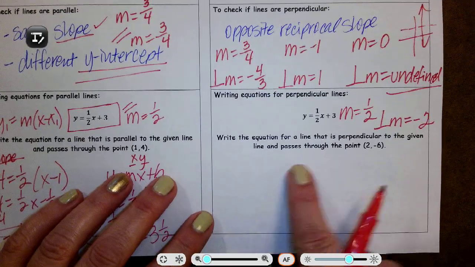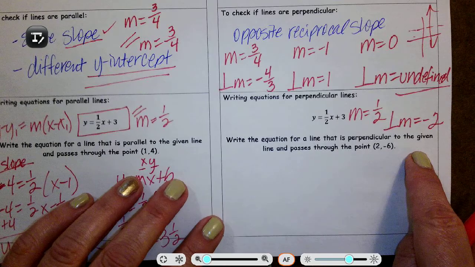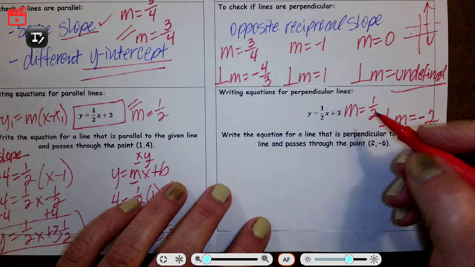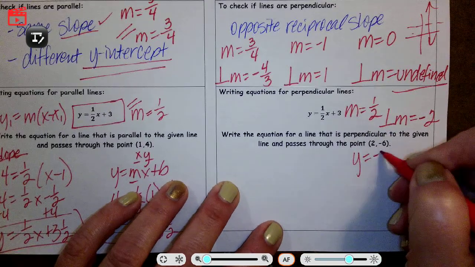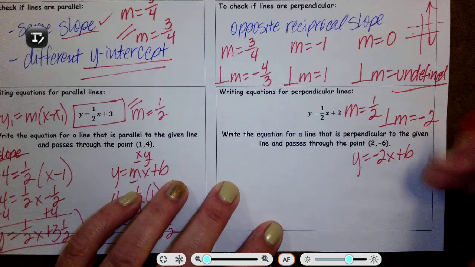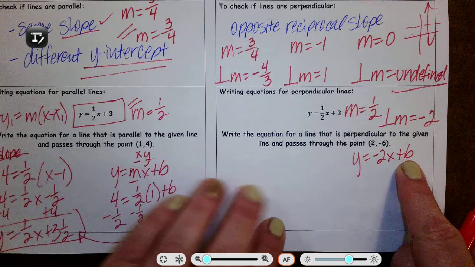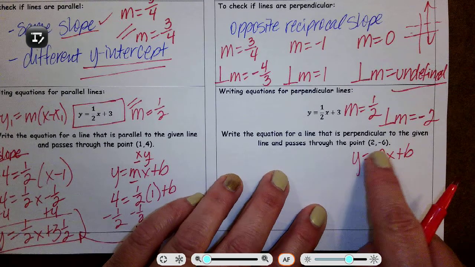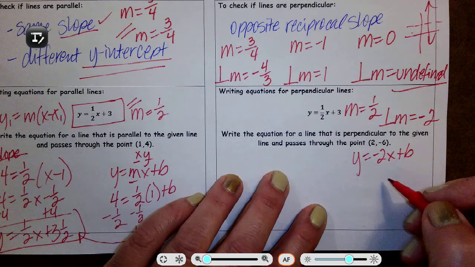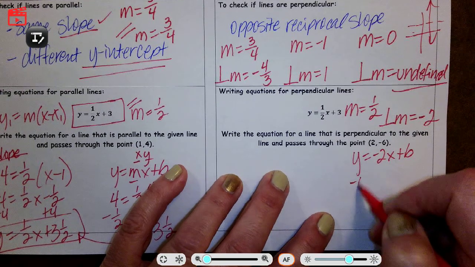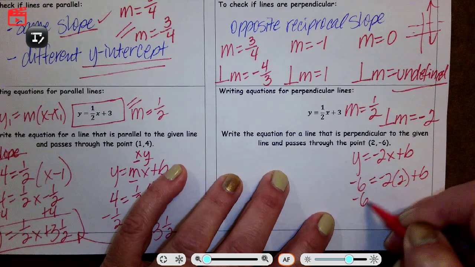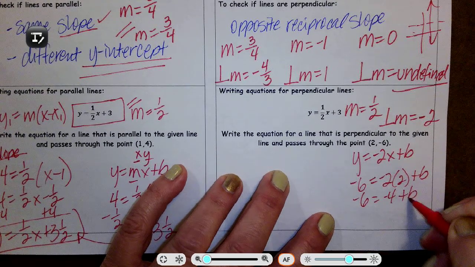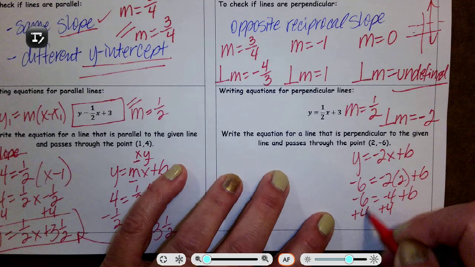All right, so I know my new slope, and I'm going to start backwards. I'm going to start with y is equal to mx plus b. I already know that my new slope is going to be -2, and really all I need to do is solve for that y-intercept. So I'm going to replace the x and the y with the ordered pair that they gave me and solve for the b. So I'm going to replace the y with a -6 and the x with a 2. And I'm going to solve.